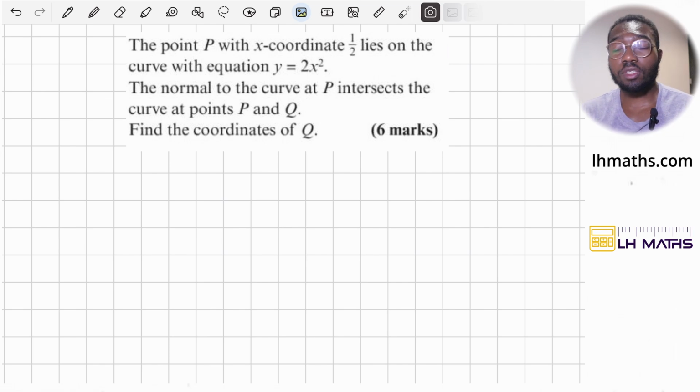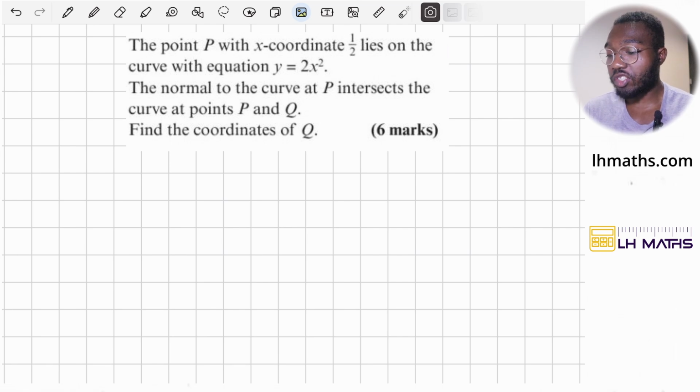Okay, so we have this question now. We have the point P with x coordinate a half. It lies on the curve of equation y is equal to 2x squared. The normal to the curve at P intersects the curve at points P and Q. We need to find the coordinates of Q. So again, there's a lot to digest in this question. This is an exam style question as well, so you could get it on your exam.